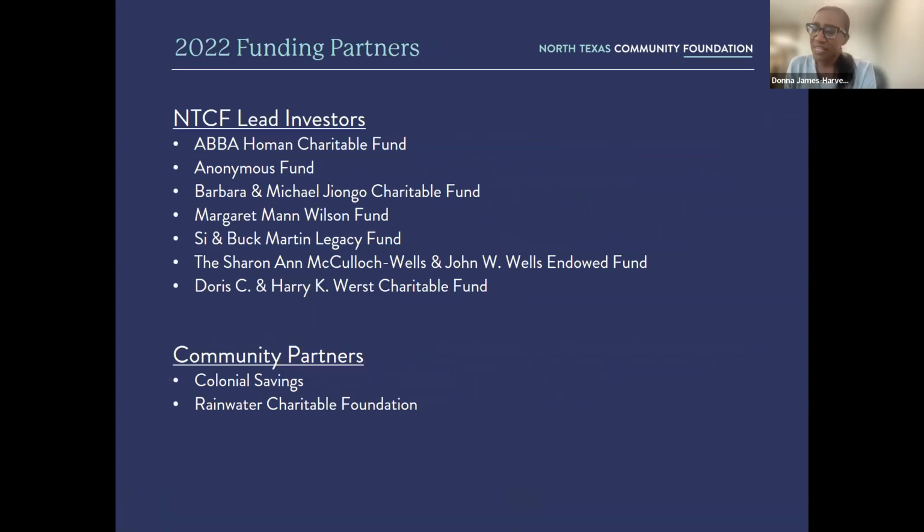We're so pleased that as part of the fund, we had 7 lead investors and funders joining these efforts. And they're listed here for you to see. I won't go through them each, but we are so thankful for their contributions and their funding of this work. I also want to acknowledge 2 of our community partners, Colonial Savings, who have been investors in this fund since its inception. And then, of course, Rainwater Charitable Foundation, who is a strong partner in this effort and one of our major donors to this fund.